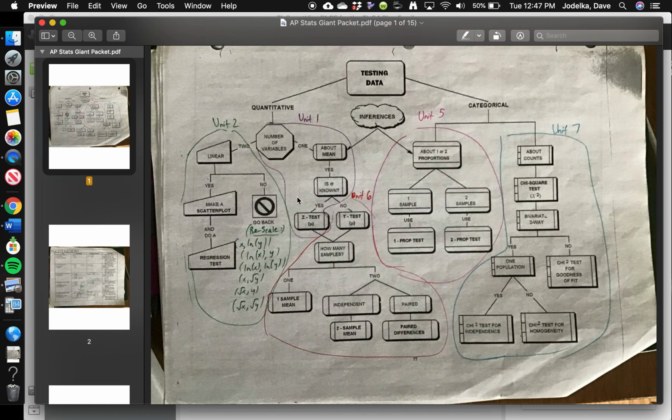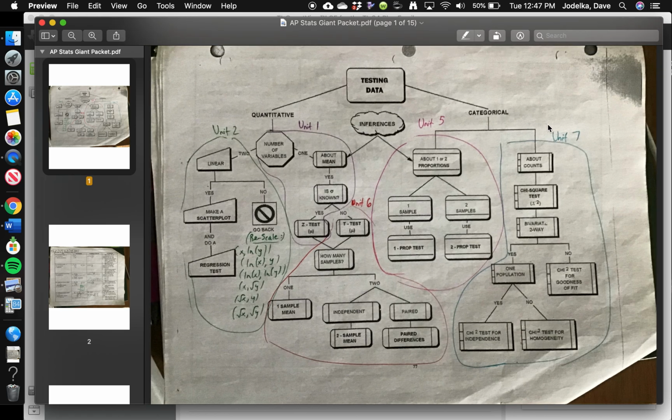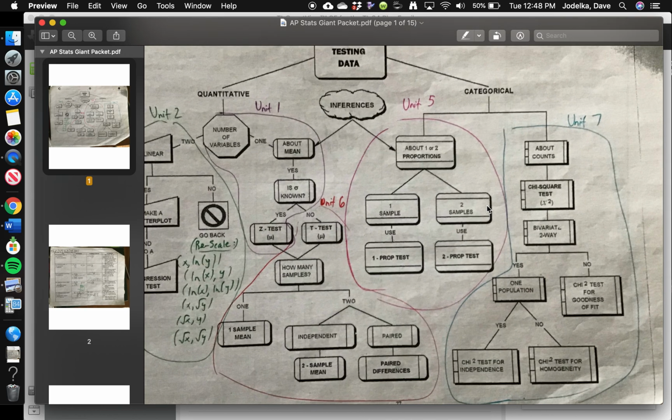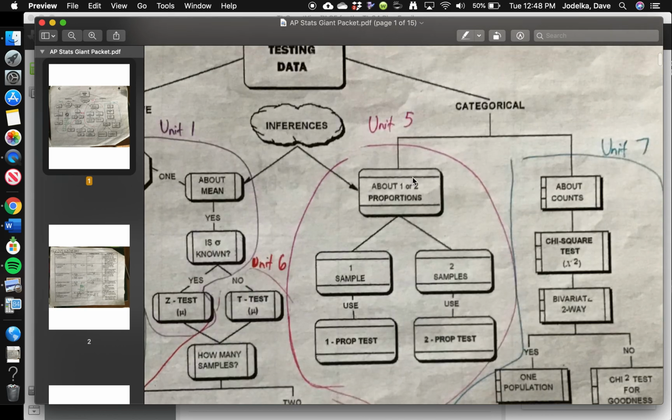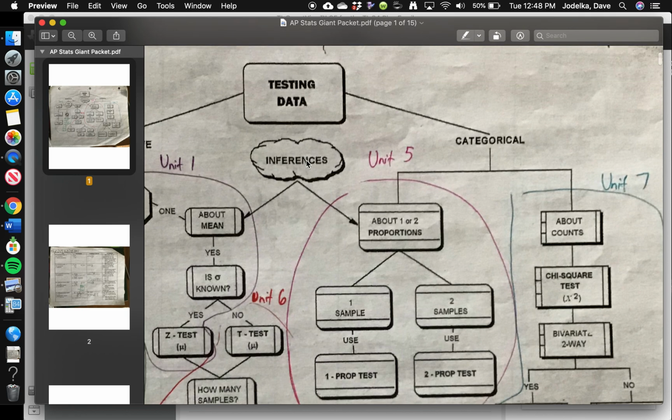Unit 3 was experimental design. Unit 4 was probability. They're not on this flowchart, but Units 5, 6, and 7 are. Now the good news, Unit 7 is not on the test this year, so cross that out. You don't even need to look at that. Unit 5, what's going on here? This is what we call inferential statistics. You'd make an inference. That means you were maybe hypothesis testing or making a guess about a confidence interval.